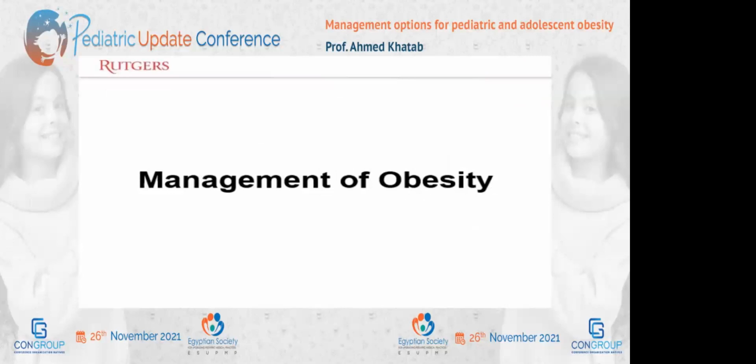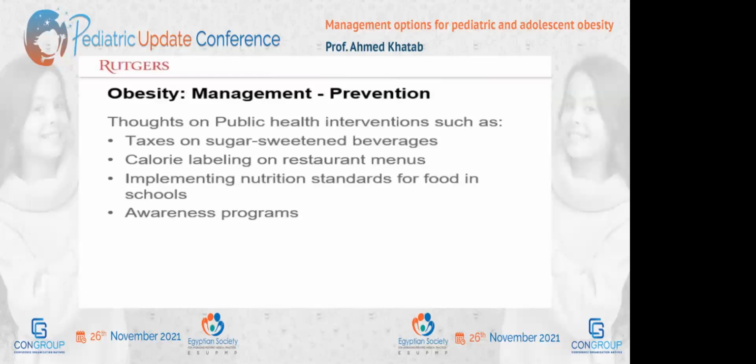Until the end of the lecture, I will be talking about the management of obesity. Obviously, before management and treatment, one would think prevention. There are thoughts on public health interventions that would help with preventing obesity, such as imposing taxes on sugar-sweetened beverages, calorie labeling on restaurant menus, implementing nutrition standards for food in schools, and a lot of other awareness programs. It is unfortunate that we have very little success in preventing obesity.